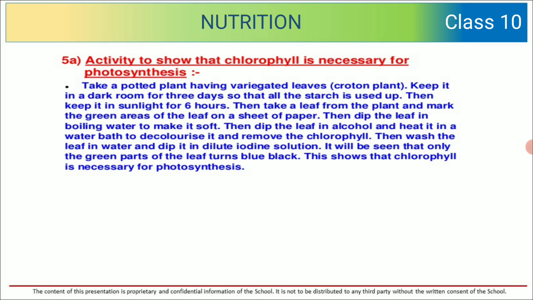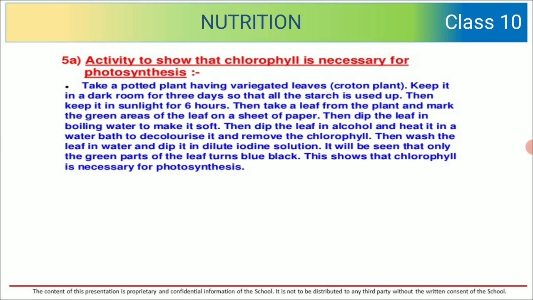Now let us see an activity to show that chlorophyll is necessary for photosynthesis. Chlorophyll, which is a green color pigment, is very important for the process of photosynthesis. Take a potted plant having variegated leaves, that is croton plant. Keep it in a dark room for 3 days so that all the starch is used up. Then keep it in sunlight for 6 hours. Then take a leaf from the plant and mark the green areas of the leaf on a sheet.